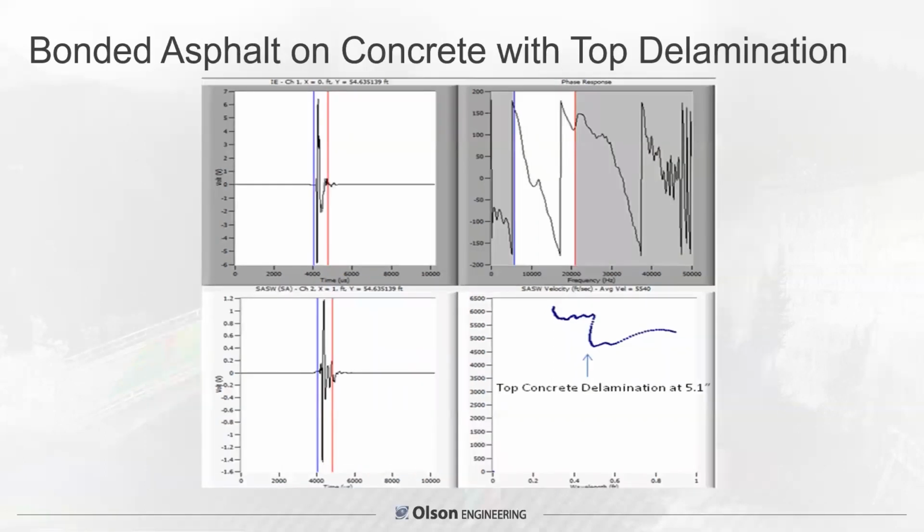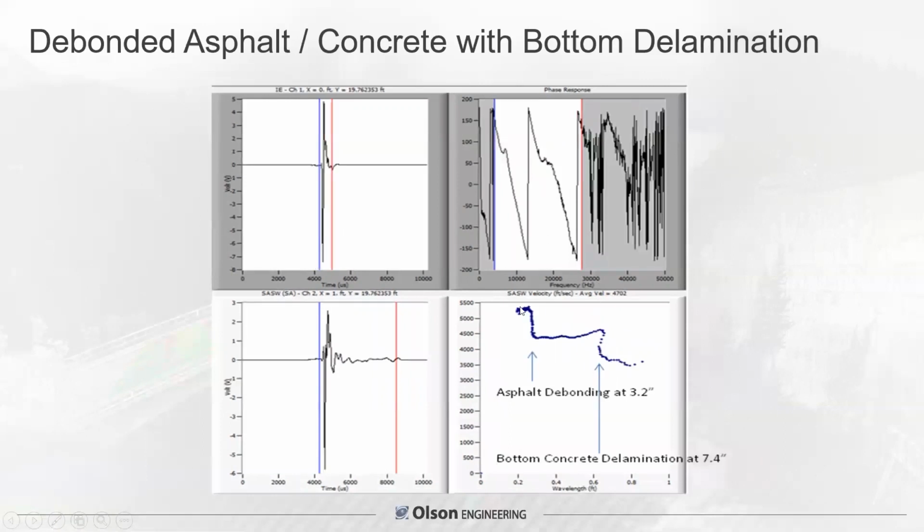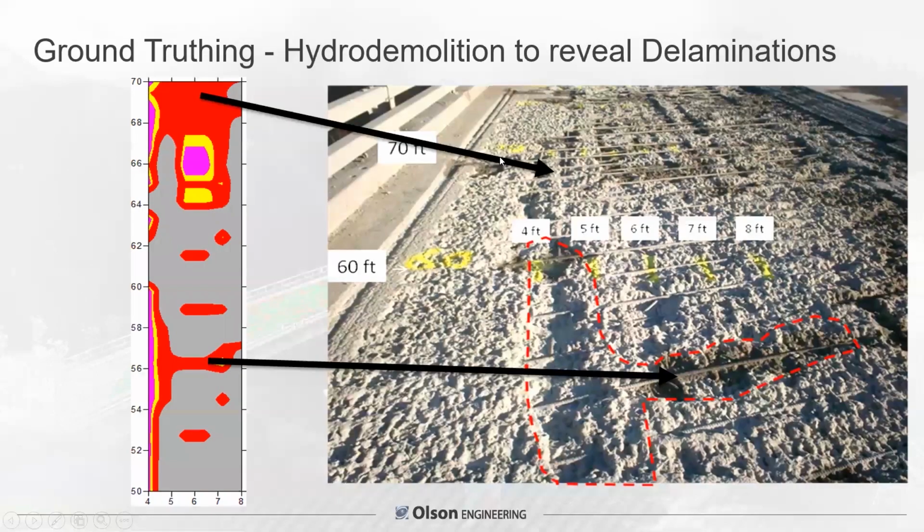This shows at a deeper depth of 5.1 inches, a greater wavelength, a drop in velocity that would correspond to the depth of the top steel. That's a delamination. This glitch here, this delay, is causing this drop in velocity. This shows 2 drops, the asphalt debonding at 3.2 inches, and then at the depth of the bottom steel around 7.4 inches, another velocity drop. So this is the debonded asphalt area in the phase and the bottom concrete delamination.